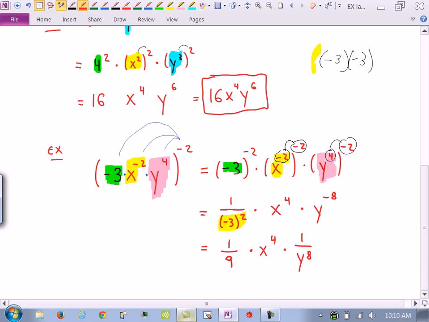So your answer is going to be, or if you like, you could actually write the x to the 4th as x to the 4th over 1, because anything over 1 is itself. And now you just look across the numerators, which would give you what? x to the 4th. And then across the denominators, multiplying, 9y to the 8th. We made it.